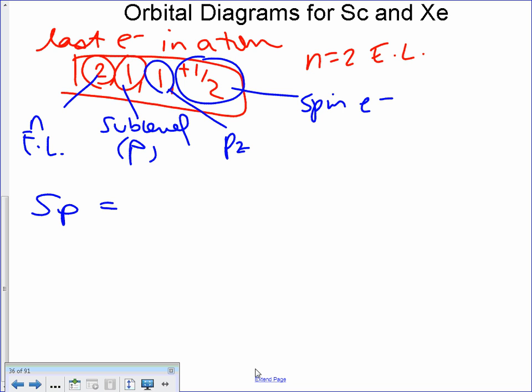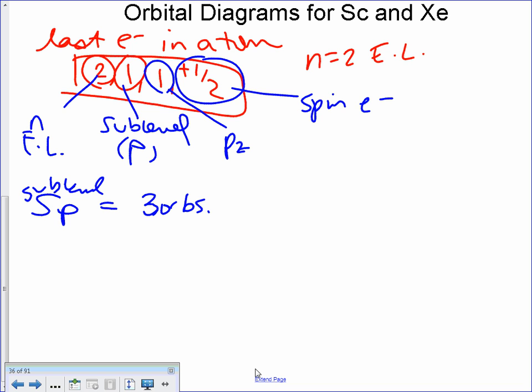This one's an easy one. No numbers really. P sublevel, 3. Okay, and in the 5p sublevel, we just say there's 3. So this is getting you good with the vocabulary. So the 5p sublevel, there are 3 orbitals.